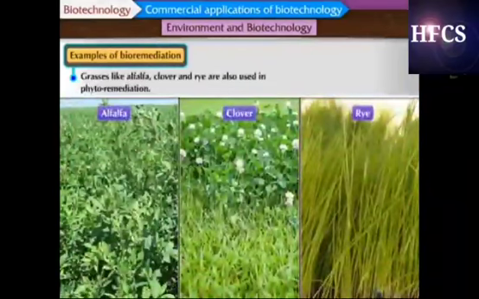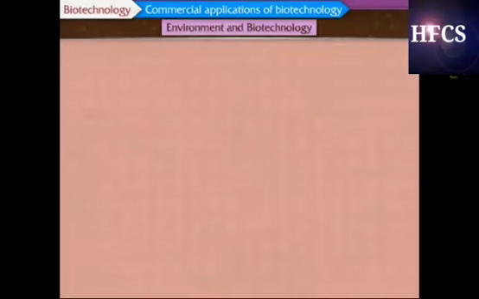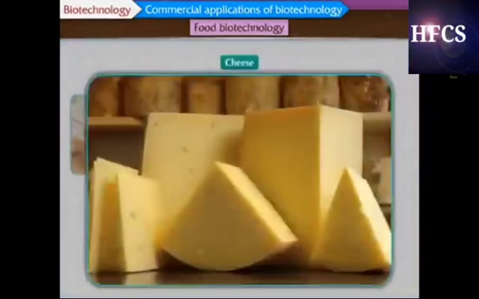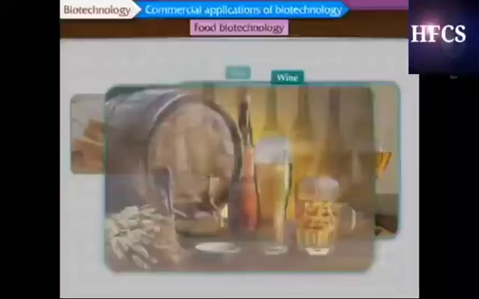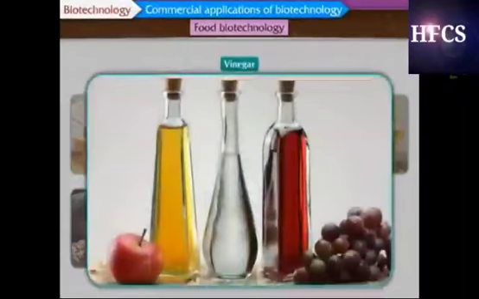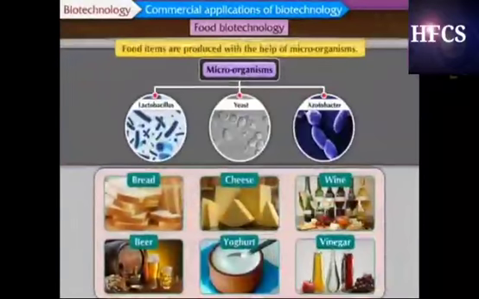Next is food biotechnology. Food items like bread, cheese, wine, beer, yogurt, and vinegar are produced with the help of microorganisms. These food items are probably the oldest ones produced with the help of biotechnology.